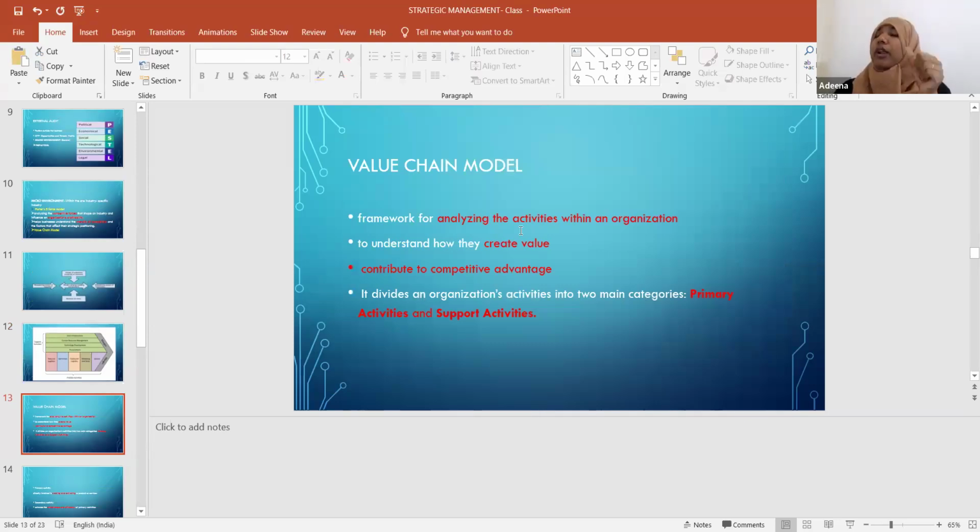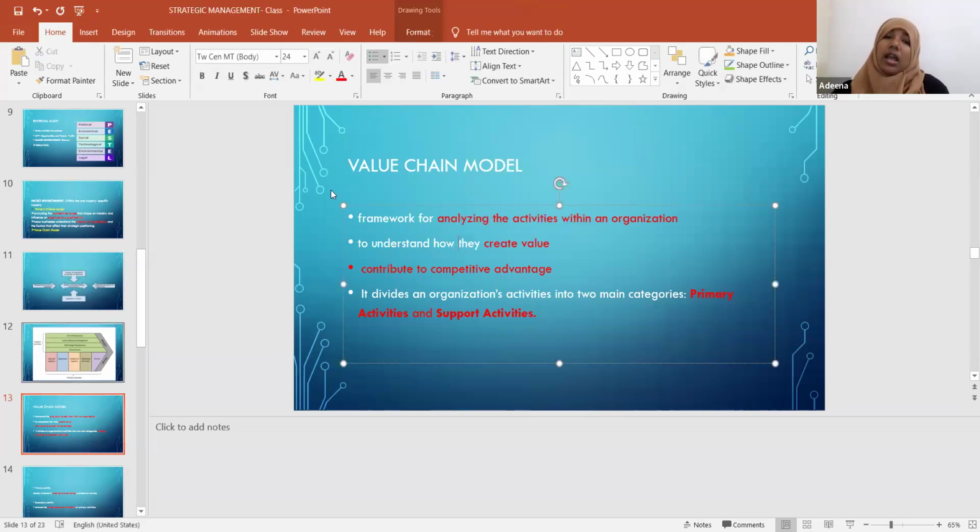For external analysis, the organization has to analyze the macro environment as well as the micro environment. And in the micro environment, the organization has to analyze the industry-specific factors as well as the organizational factors. For the industry-specific factors, the organization uses Porter's model. For the organizational factors within the organization, the value chain model can be used.